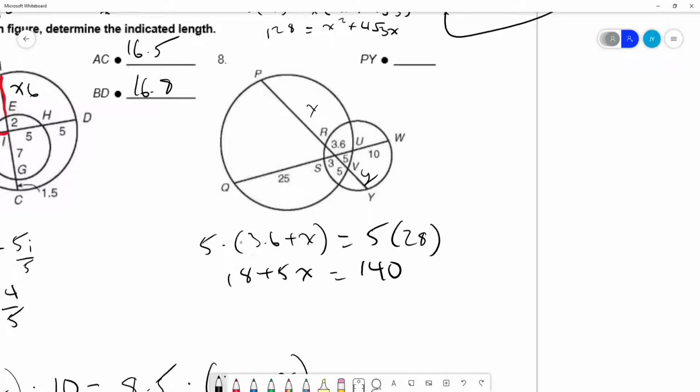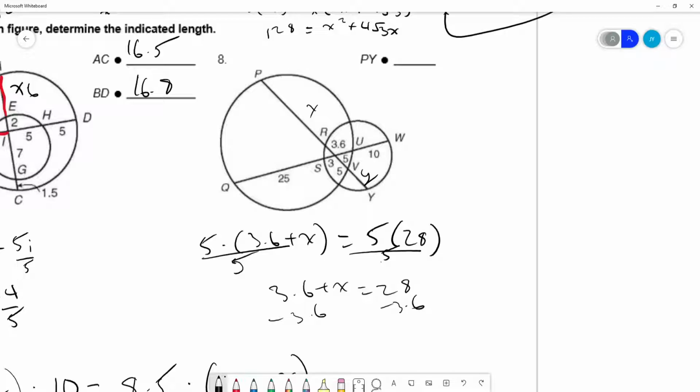I also just realized you can divide 5 from both sides, so we're actually going to do that instead. But I was showing you that you can also just multiply this out. You can do it either way. This is a little simpler if you just get rid of the 5, so it's going to be 3.6 plus x equals 28, so x equals 28 minus 3.6, which is 24.4. So you found PR. Now we're going to find VY.